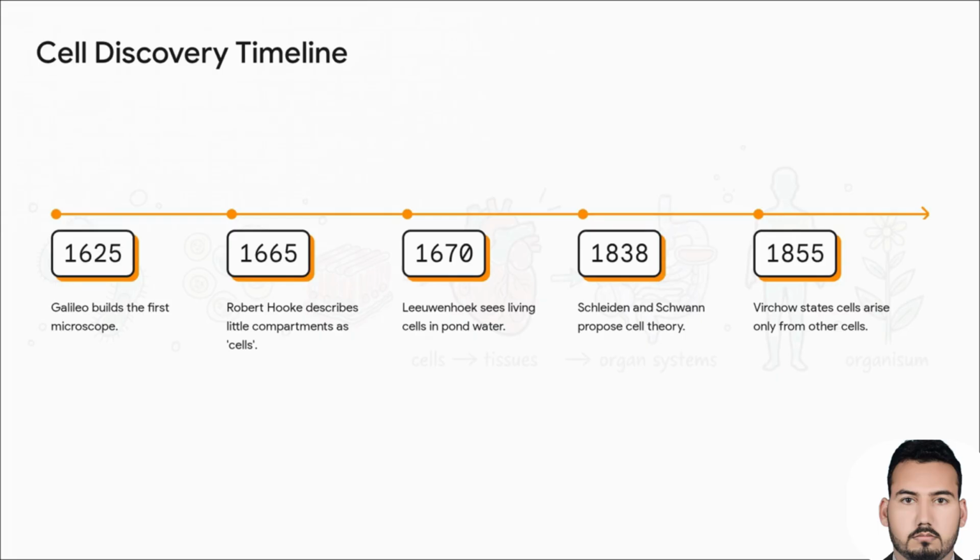Fast forward to 1838, Schleiden and Schwann proposed that all plant and animal tissues are made of cells. And finally, in 1855, Virchow drops the mic by stating that cells only arise from other cells. Science never stays still, you know. One discovery literally paves the way for the next.